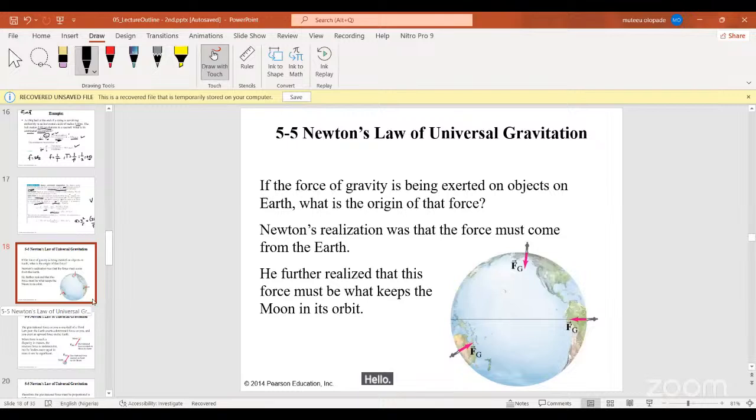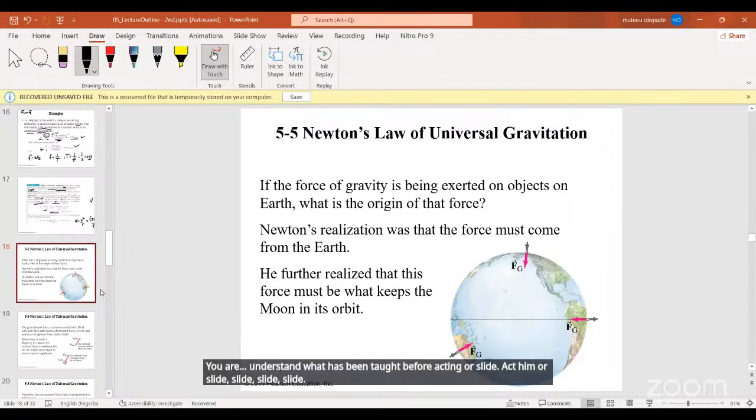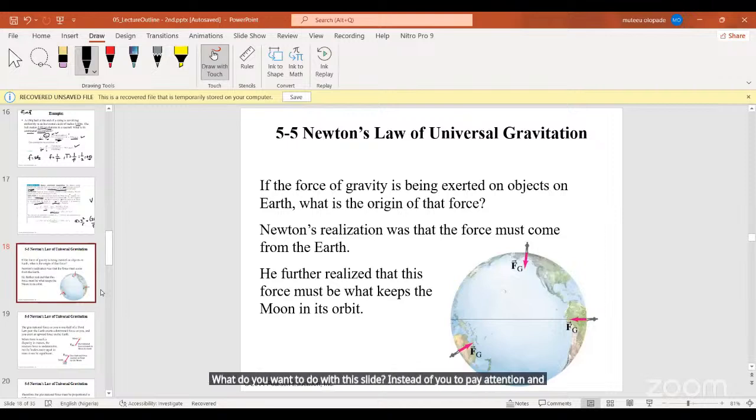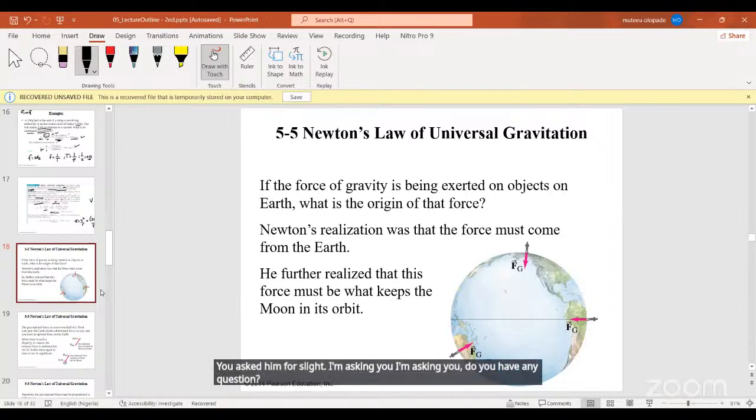Sir, please, slide for the topic, for the note. You are not getting the slide. Try to understand first. Understand what is being taught before asking for slide. What do you want to do with the slide? Instead of you to pay attention and go and look for a textbook to study. Slides are meant to be used in teaching. They are prepared by the lecturer to be used in teaching. You're asking for slide. I'm asking you, do you have any question? Is that a question?